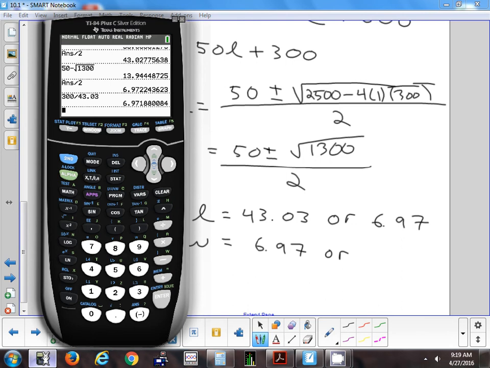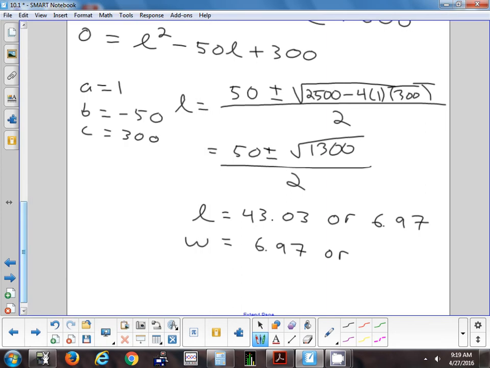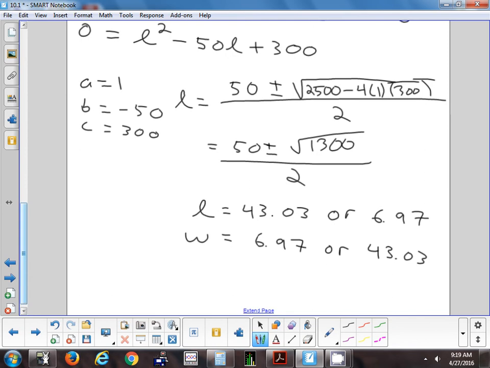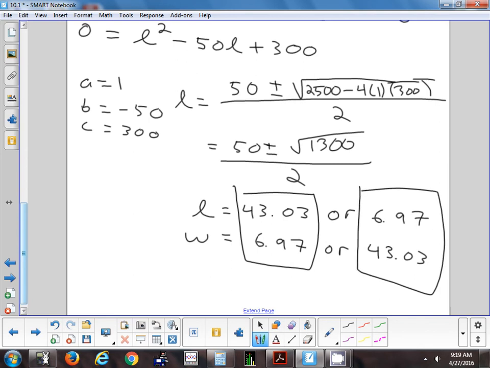Or, let's take 300 divided by 6.97. What do you think you're going to get? 43.03. Yeah, you get 43 point, well, due to rounding, you get 0.04. We can write 0.03. So either this is your length and your width, or that is your length and your width.